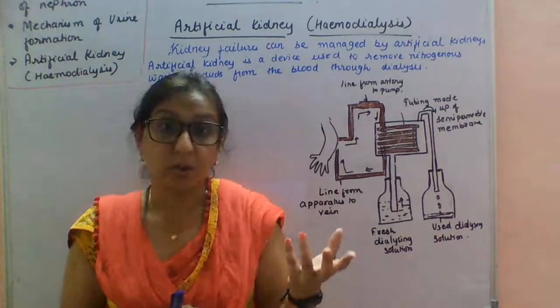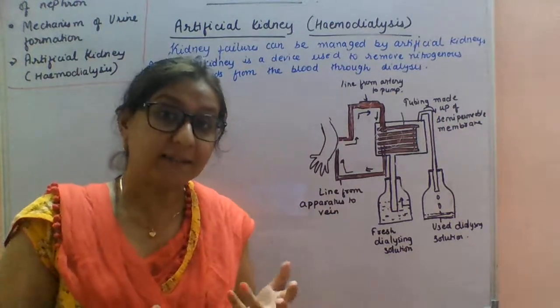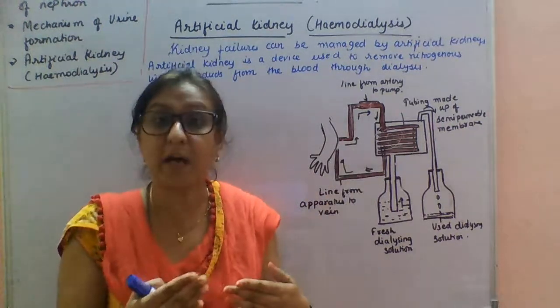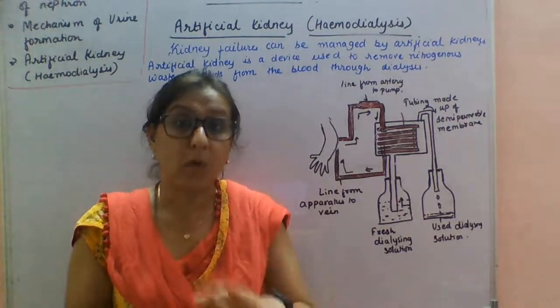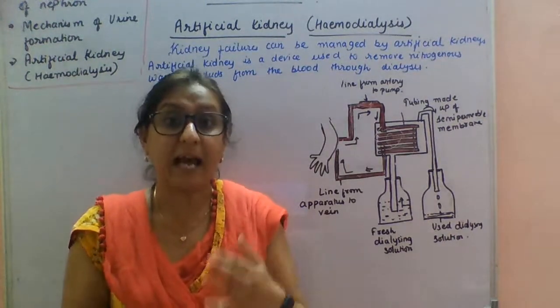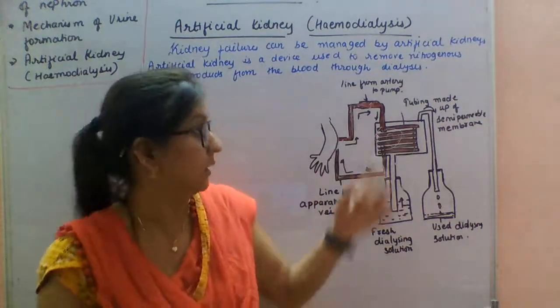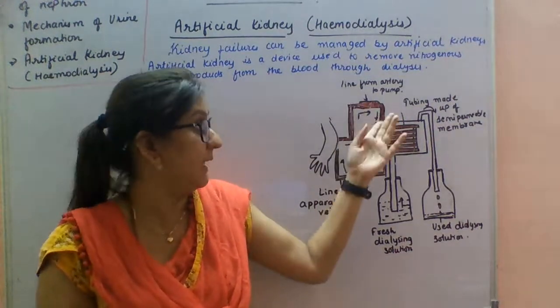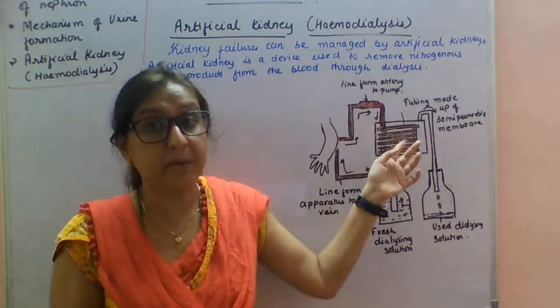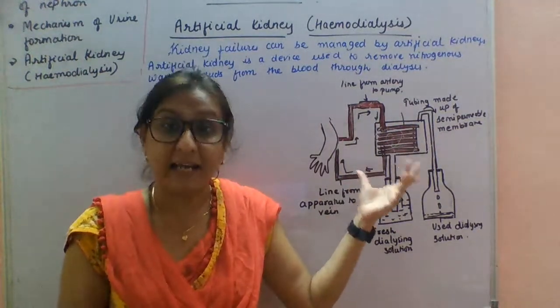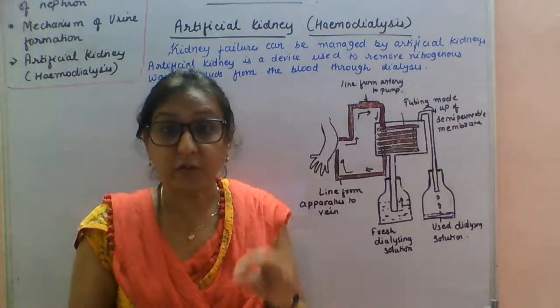Inside our body heparin is there. Now the blood is outside our body, so definitely the blood may clot. To avoid this clotting of the blood, we add the anticoagulant heparin to it. Now we let this blood pass through this dialyzing chamber. Dialyzing chamber consists of dialyzing fluid.